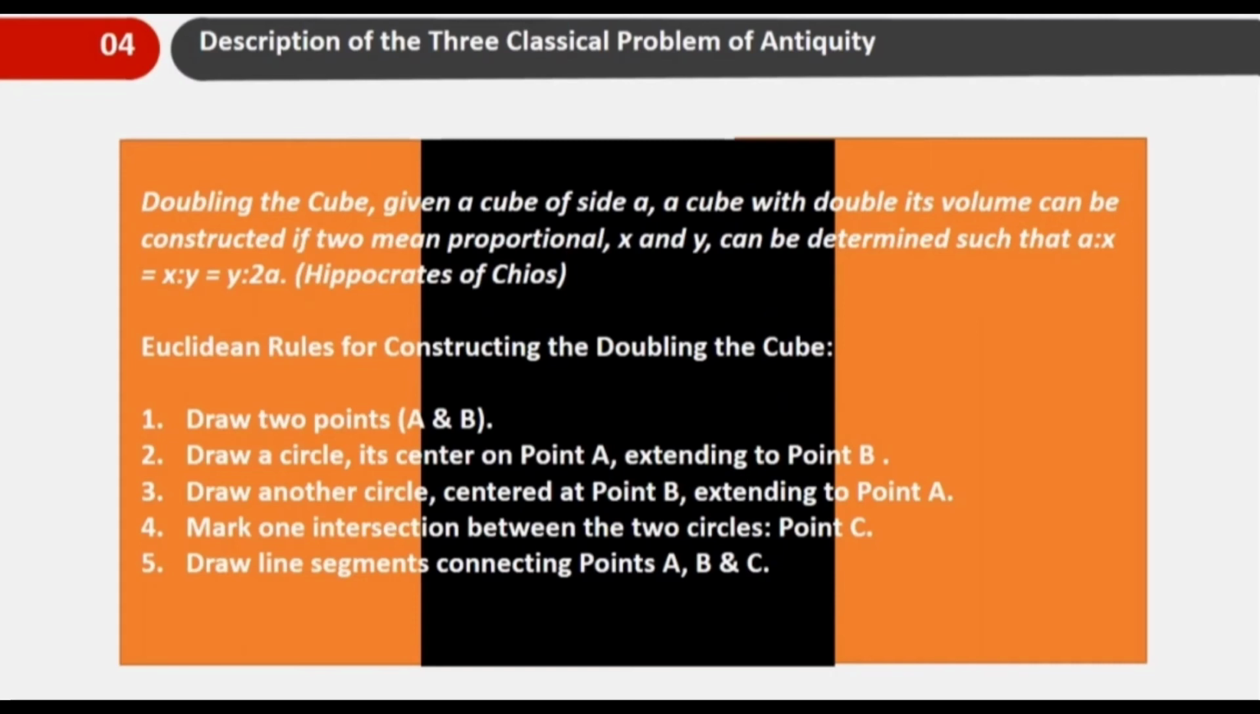Here is the Euclidean rule for constructing this. First, draw two points named point A and B. Next, draw a circle with its center on point A extending to point B. Then he draws another circle, centered at point B, extending to point A. Next, he marked one intersection between the two circles and named it point C. Then he drew line segments connecting points A, B, and C. With this illustration, he created an equilateral triangle which has equal sides and equal angles.